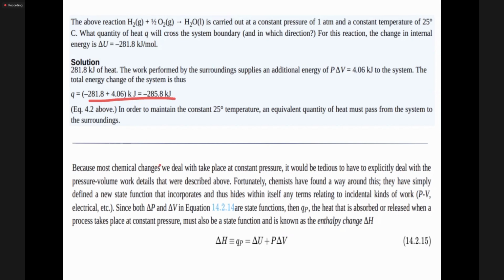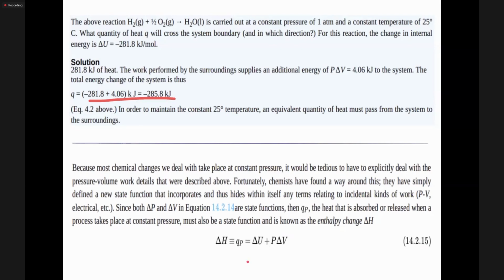Now, because most chemical changes I will be dealing with are at constant pressure, it would be tedious to explicitly deal with the pressure volume work details, as described above. Fortunately, we chemists have found a way, that is the definition of a new state function, delta H, which specifically deals with the corresponding changes at a constant pressure. So at a constant pressure, a new state function arises as delta H, which is equivalent to QP, that is delta U plus P delta V.